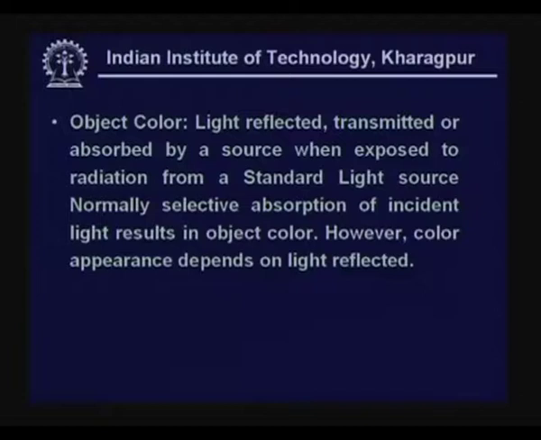So, whenever an object is exposed to radiation from a standard light source, the radiation that comes out, the color, is what we call the object color. There is some selective absorption, therefore, the color under different lights depends on the absorption ability, and therefore, the color appearance depends on the light reflected. So, thus these three things form the three basic issues.